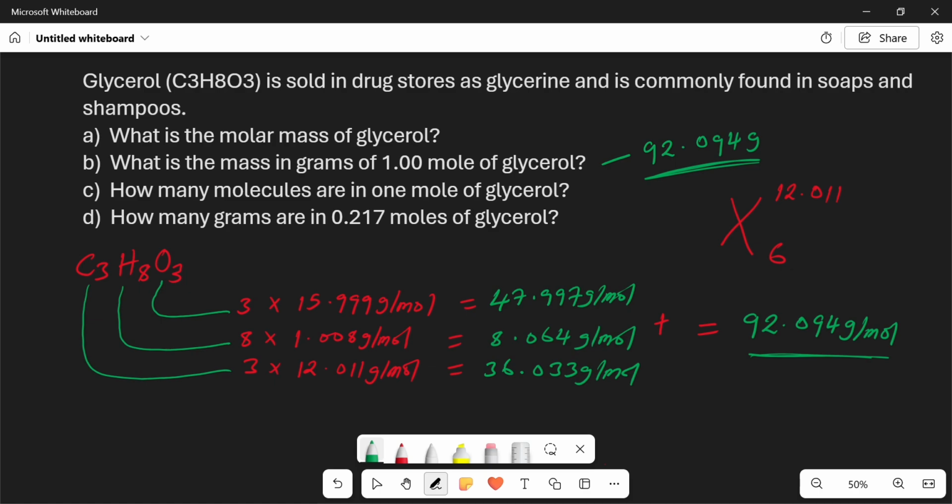B didn't require us to do any mathematics, but just understanding the concept of molar mass. The mass in grams of 1 mole of any substance is equal to its molar mass.